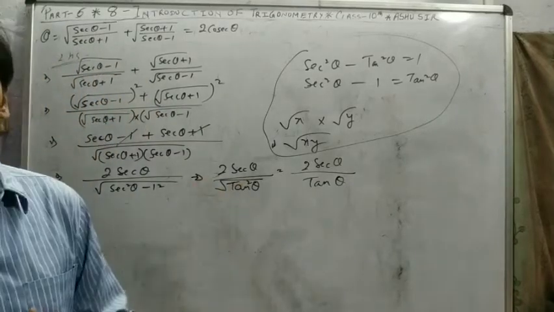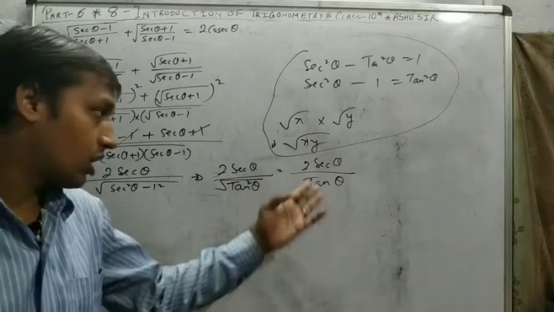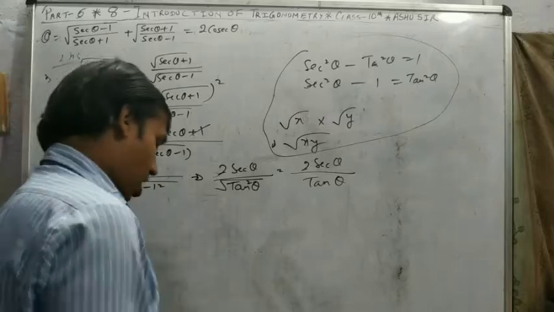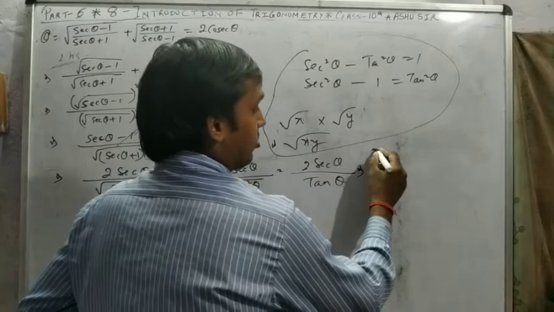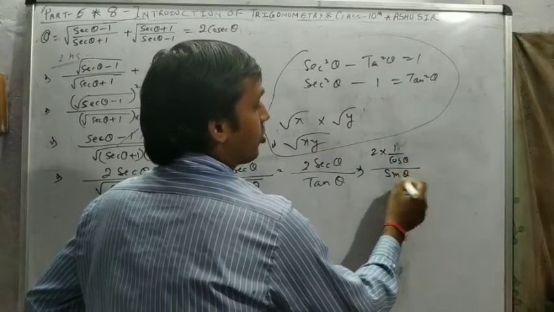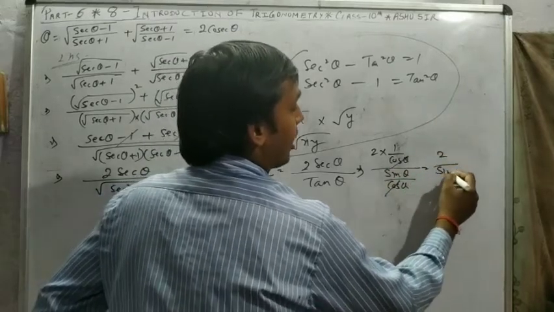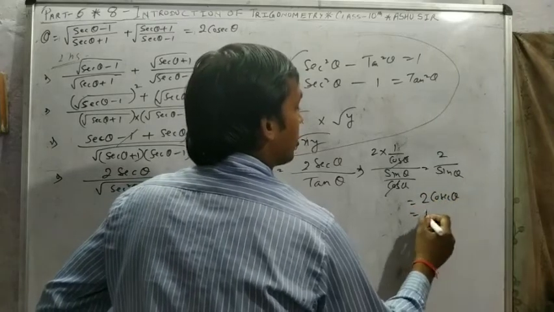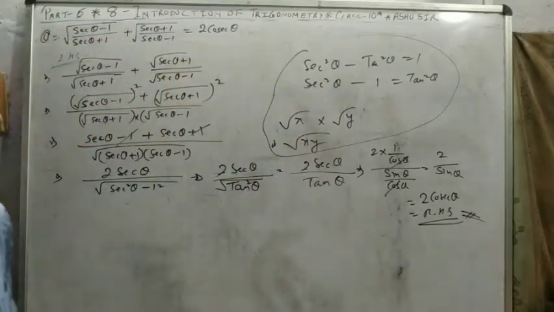Square root cancels. We want here cosec, so we can convert all the trigonometrical ratios into sin cos form. Sin cos conversion, I always say, is a very unique, very important thing. 2 into 1 upon cos, sin upon cos, cos cancels, 2 upon sin, that is equal to 2 cosec theta, that is RHS. It's proved.